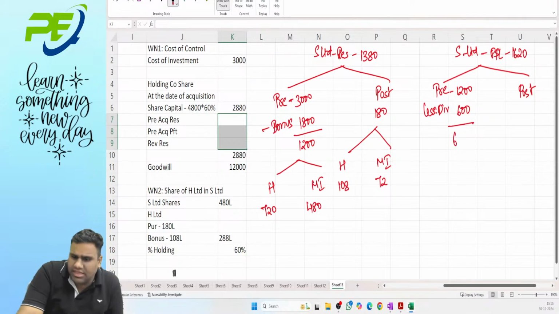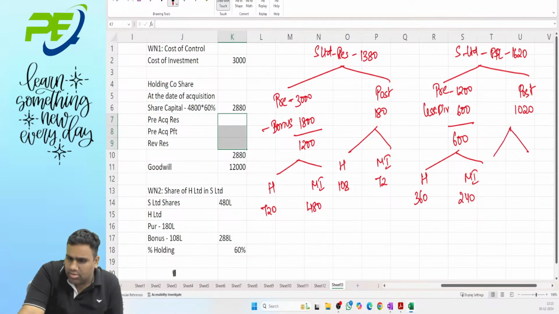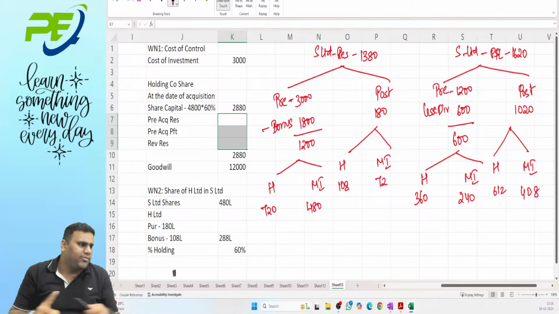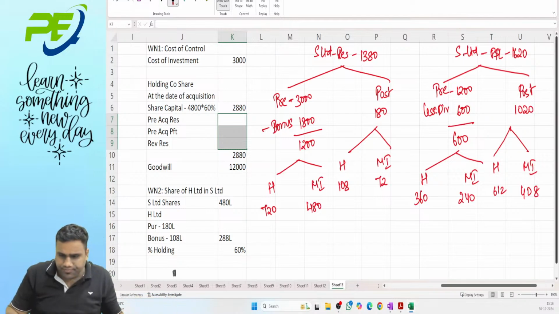So remaining 600 is post acquisition, 1,020. How much for H Limited? How much minority? 360 and 240. Holding and minority. 408. Everyone, can I continue?